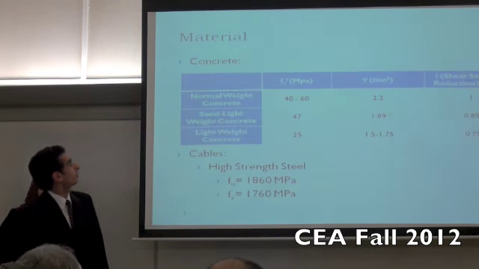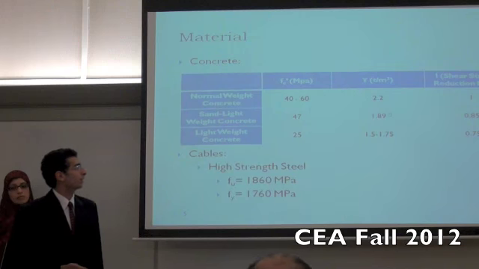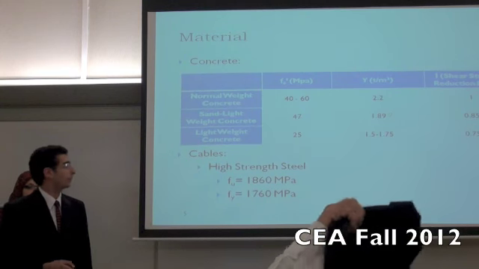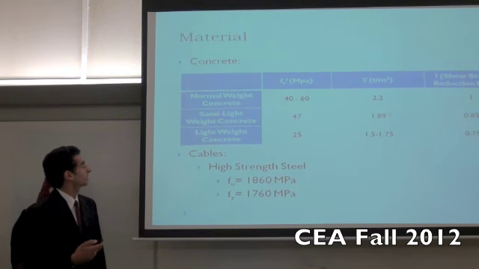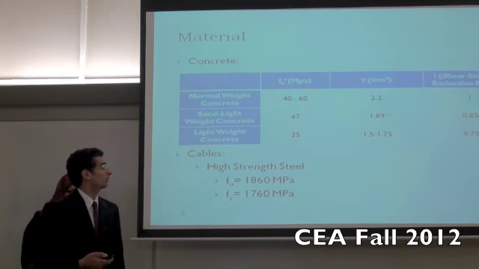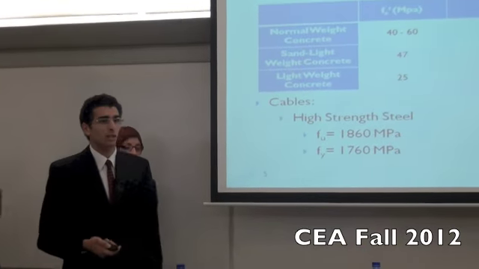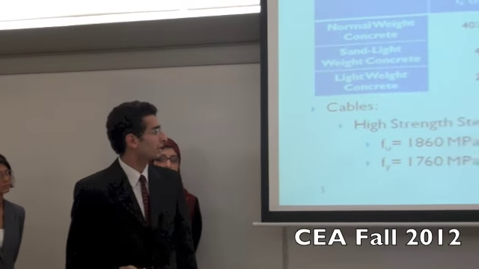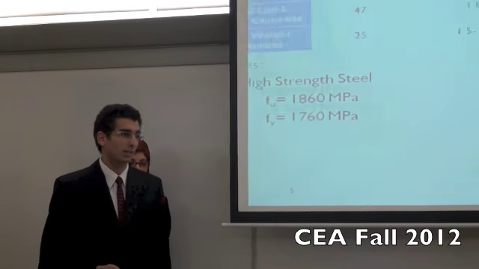The proposed materials are normal-weight concrete, sand-lightweight concrete, and lightweight concrete. The normal-weight concrete has a very high compressive strength with high density, and lightweight concrete has a very low compressive strength with low density. So we compromise by taking the sand-lightweight concrete because it has good compressive strength, which is 47 megapascal, and 1.89 density. The cables will be high strength steel that has ultimate strength 1,260 megapascal and yielding 1,760 megapascal.